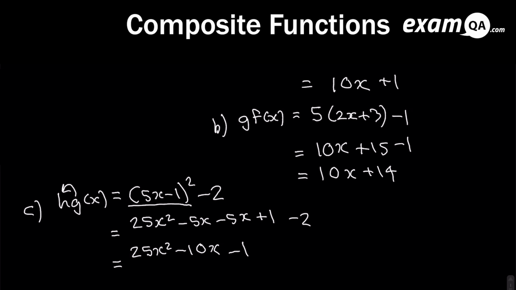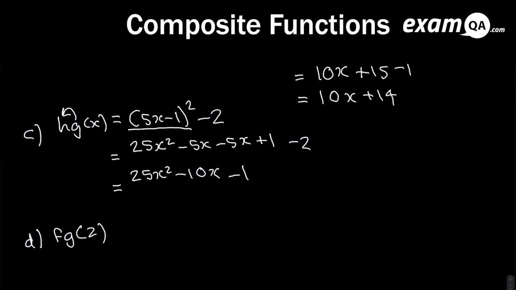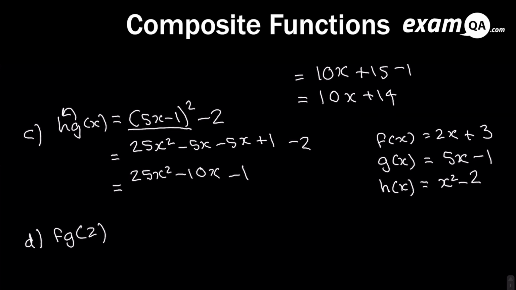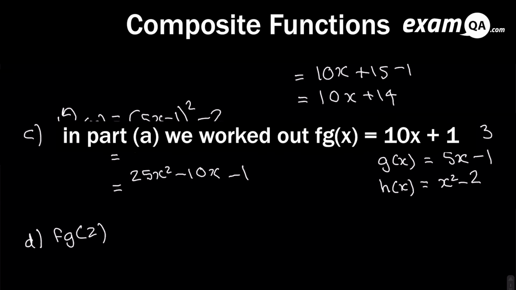Now sometimes you might be asked to work out a numeric answer. For example, here you're asked for fg2. Now all that means is in your fg function replace the x as 2 and you should get an answer for that. Now we've already worked out fgx, so we can just go back and have a look at that, and that was 10x plus 1. Now I'm simply just going to replace that x with 2 and that gives us 21.